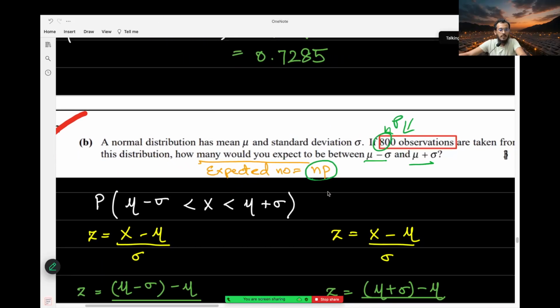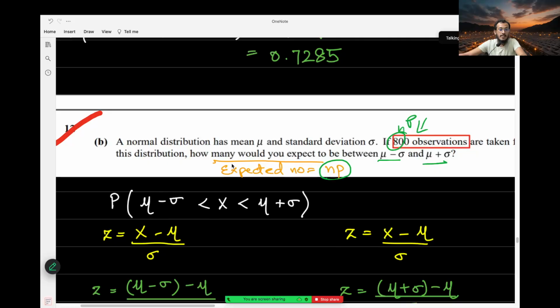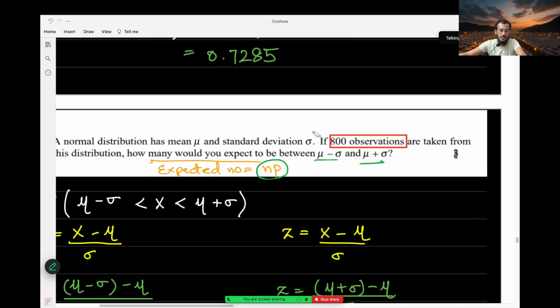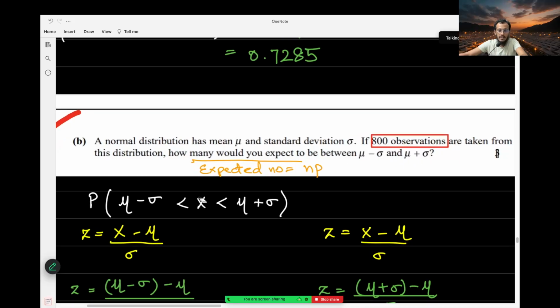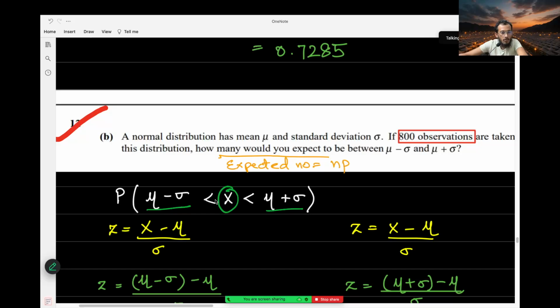So how would you find the probability? See the question. If 800 observations are taken from this distribution, how many would you expect to be between this thing and this thing? So they're telling us to find the value of x. Between means greater than mu minus standard deviation, less than mu plus standard deviation. So you convert it to z.